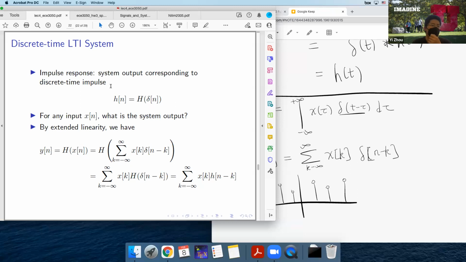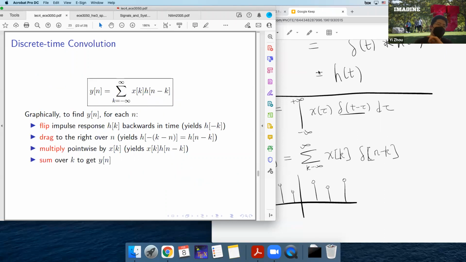So first of all, we define the impulse response in the same way. We feed the impulse, discrete time impulse, to the discrete time system, and the corresponding output is the impulse response. And then the input and output relation for this discrete time LTI system is given by a discrete convolution. So the discrete convolution between X and H is given in this way.